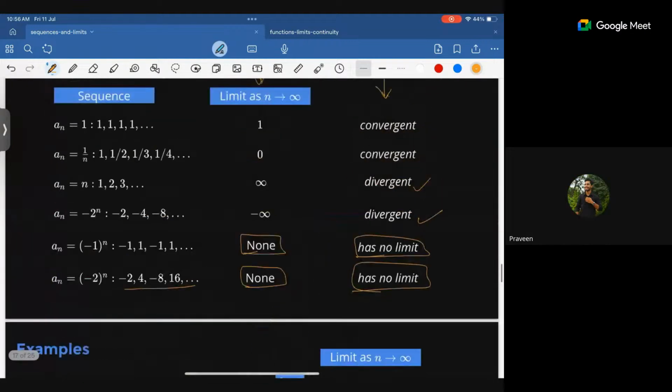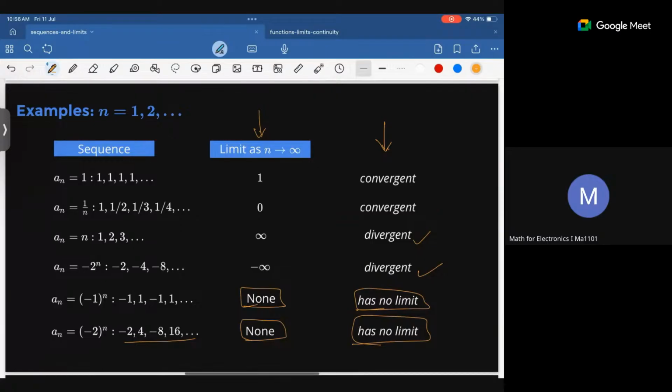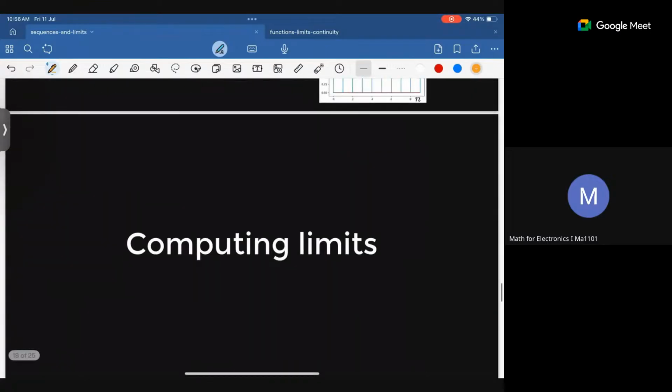Sir, can you discuss some problems related to the limit of a sequence? That we are going to do now. How to compute limits is the next topic.